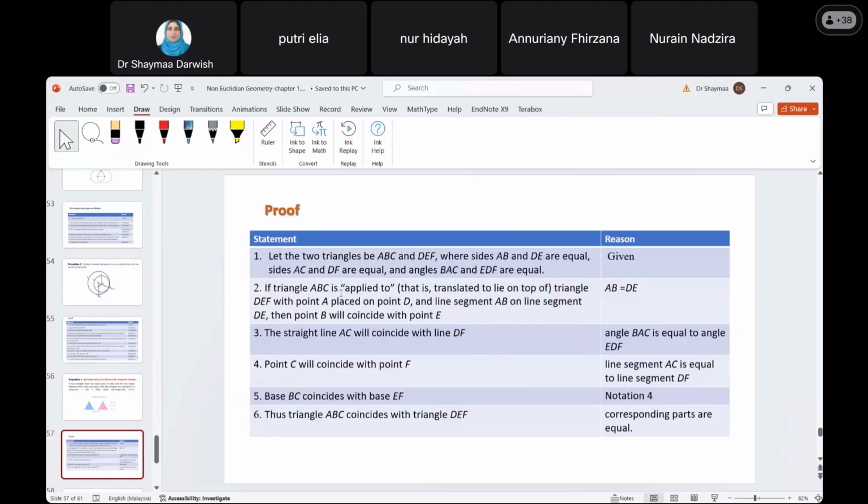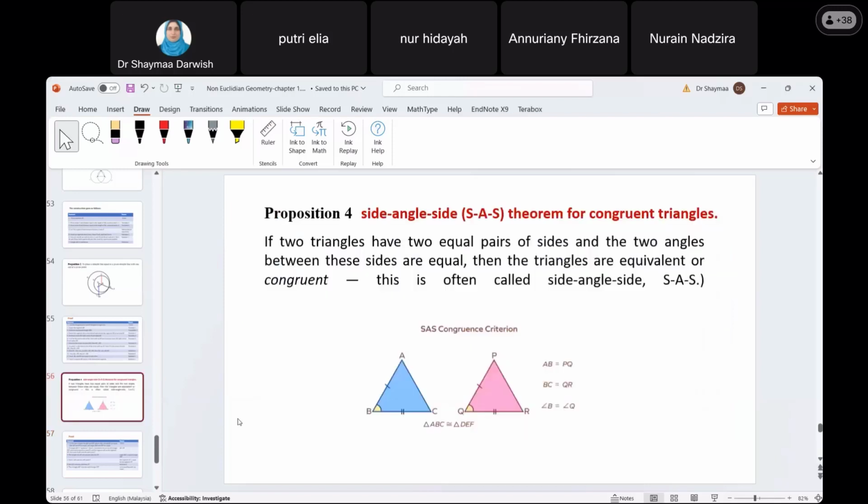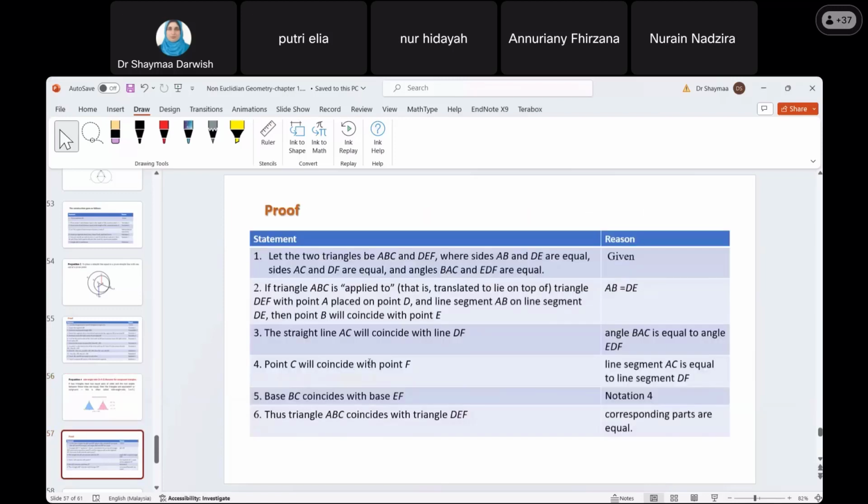Now, if the triangle ABC is applied, which means translated to lie on top of the other triangle, we will cut it and place it on top of the second triangle. We will see that both triangles will be exactly the same. I will put the line QR over the line BC. Since I have the same triangle, for sure BA will be over QB. So all the triangle will coincide.